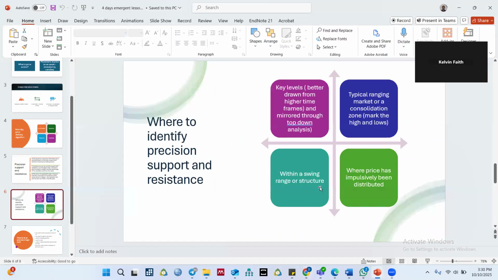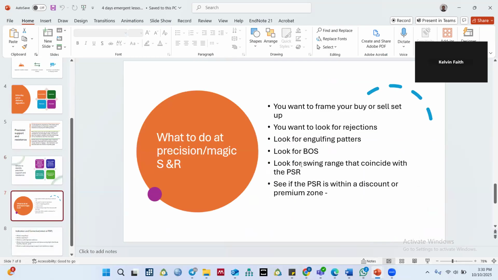Let me put it here. I told you here that within a swing structure, look for BOS. One of the requirements here, you want to see rejection, an engulfing pattern, you want to frame a sell or a buy. That's what we're doing. Look for BOS.